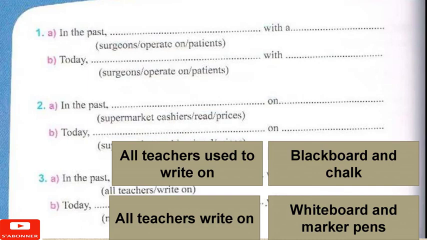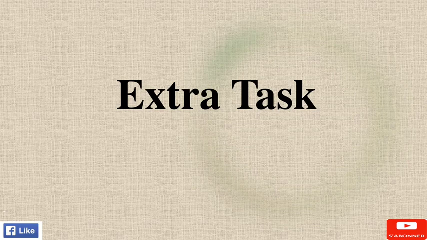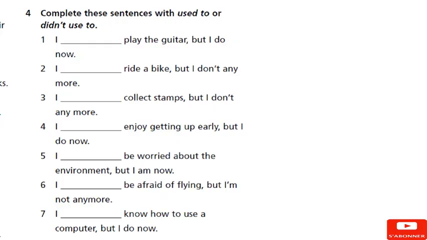Number 1, I play the guitar but I do now. Number 2, I ride a bike but I don't anymore. Number 3, I collect stamps but I don't anymore. 4, I enjoy getting up early but I do now. 5, I be worried about the environment but I am now. 6, I be afraid of flying but I'm not anymore. 7, I know how to use a computer but I do now.